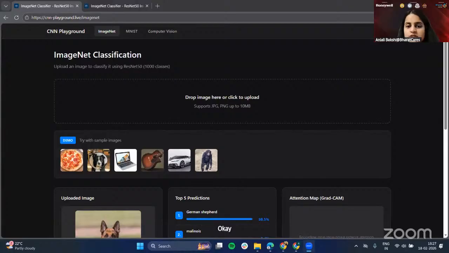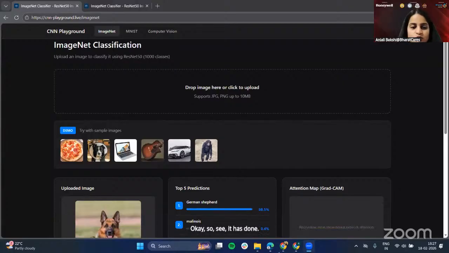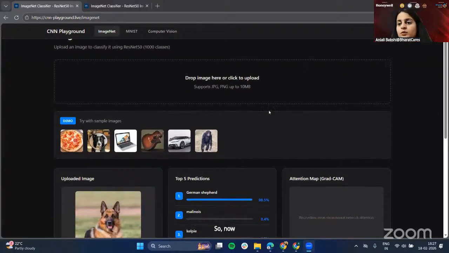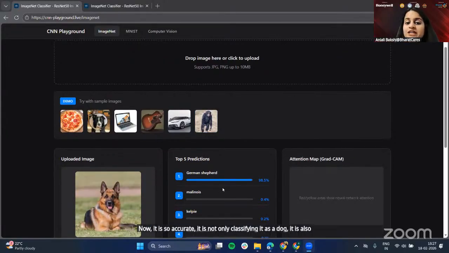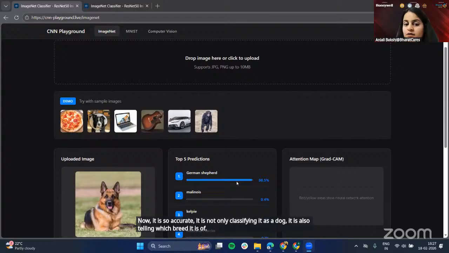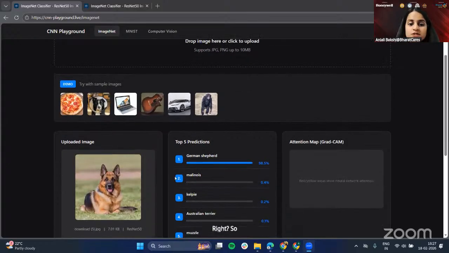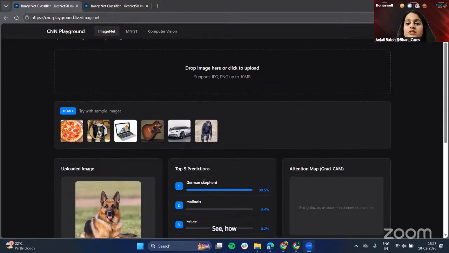Okay, so see, it has done. So now tell me, what was the difference between the previous machine which we did, the practical we did in which we were only classifying dog or not? Here, now it is so accurate. It is not only classifying it is a dog, it is also telling which breed it is of, right? So see how accurate it is. Now this is the difference. Now how it has categorized into the breed also.